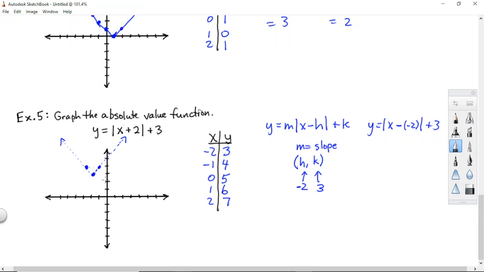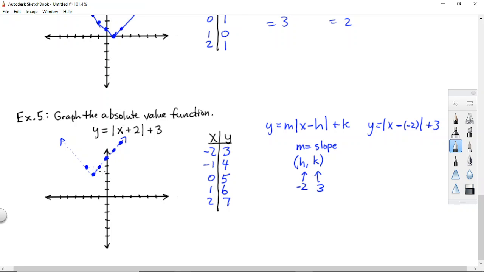We have negative 2, 3. That's the one we already plotted as the vertex. We use negative 1. Then we go 4. 1, 2, 3, 4. That's the one we already figured was on the line. Okay? Let's go to 0. And that's 5. And that's this one. And then 1 and 6. And that's about here. And then 2 and 7. So it looks like those are on the graph where our dotted line that we already drew in.